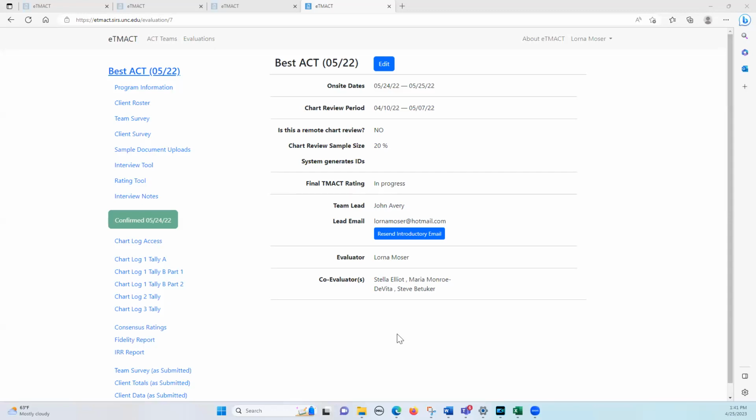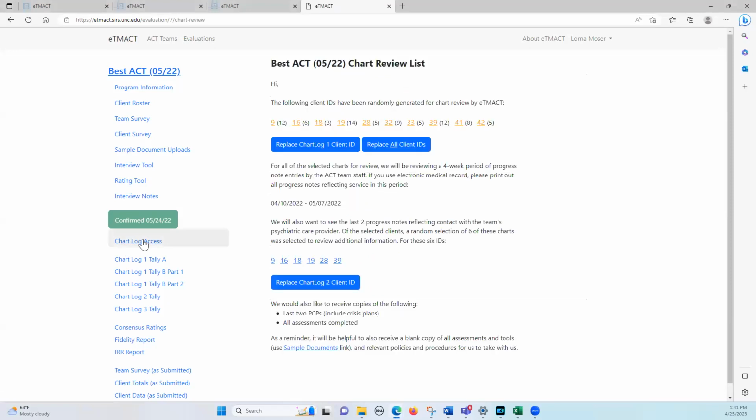All right, we're going to look at the chart log 1 tally A. Now, as you're entering data into the chart log, this is a fictitious team, Best Act team. And as we can see, their chart review has been completed. And as you are completing the chart review, information will start showing up in the chart log 1 tally A.